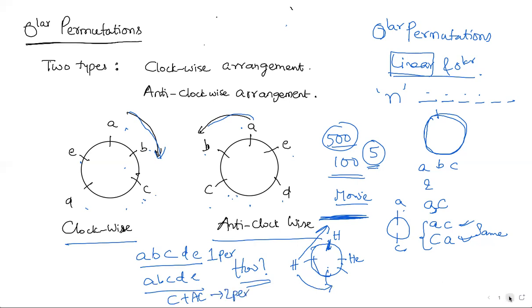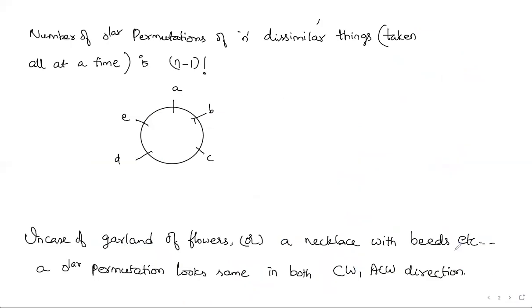Next, we are going to derive a formula for circular permutation. For example, there are n dissimilar elements and we have to arrange them in a circle. How many ways of arranging are there? When we consider a circular permutation, what you will understand is that there's no starting point or ending point.